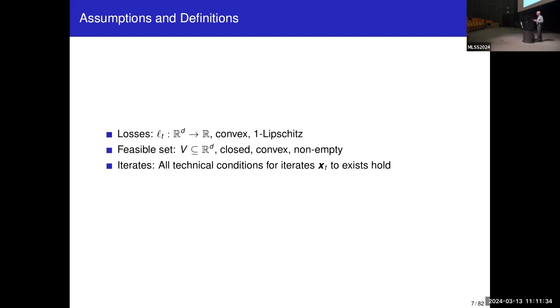Okay, so in the following, I will use a few assumptions and definitions, and they will always be the same throughout all these 3 hours. We say that the algorithm is receiving a sequence of losses. The losses are from R^d to R. We will assume that they are always convex, and we will always assume that they are 1-Lipschitz with respect to the norm that is the relevant one. It depends on each single framework. The feasible set V is always a convex, closed, non-empty subset of R^d. And there are a number of technical conditions that we should make in order to be sure that the iterates of the algorithms do exist in each round. I will not mention them. Be sure that they are true, the iterates do exist.